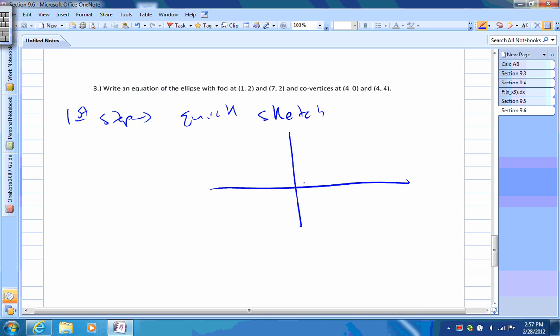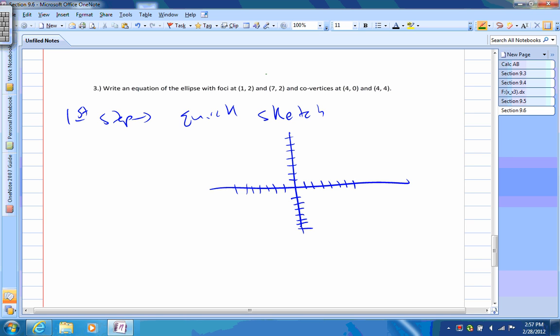So, let's see here. 1, 2, 3, 4, 5, 6, 7. Okay, change colors up for some contrast.